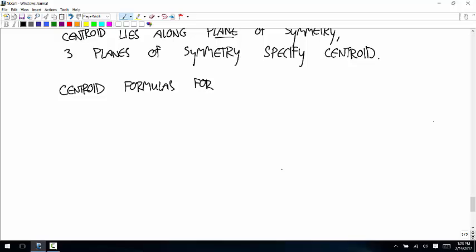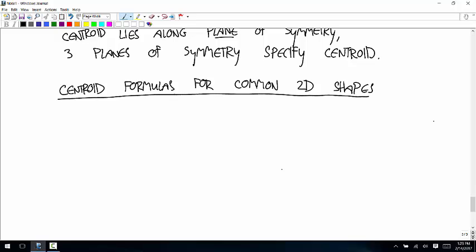Centroid formulas for common 2D shapes. And so I'm going to do it sort of like a table. Here's the shape over here. Here's x bar, y bar, and then the area calculation. Okay, so the first one is a right triangle, and we actually derived that formula.